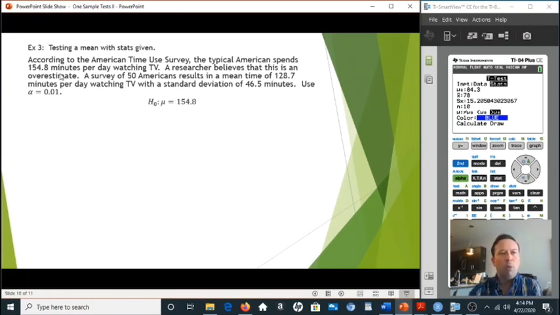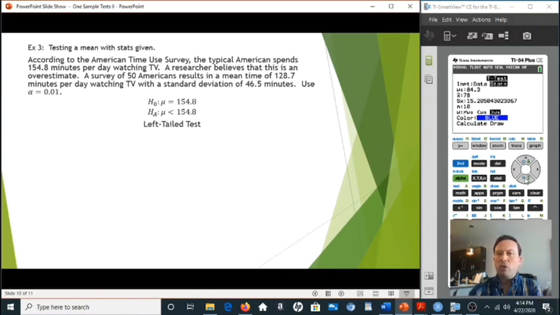Okay, so let's start with the null hypothesis. The 154.8 is believed to be the status quo. Now, the researcher believes that this is an overestimate. So what is that saying? It's saying that this researcher thinks that the actual value is less. So the alternative hypothesis is that the true mean is less than what is stated, that this 154.8 is too high. Now that's a left-tailed test because of the less than sign.